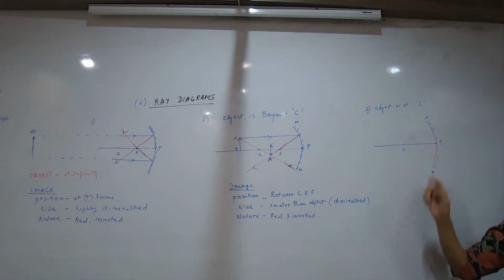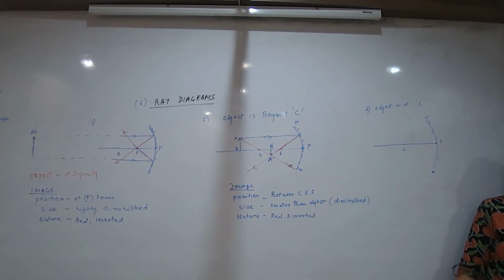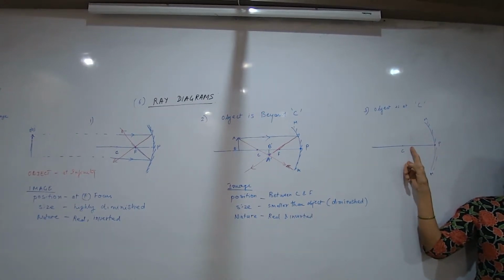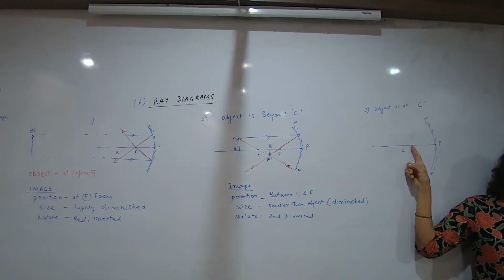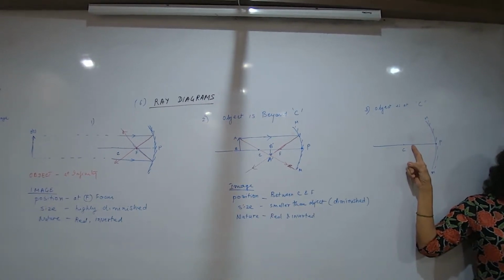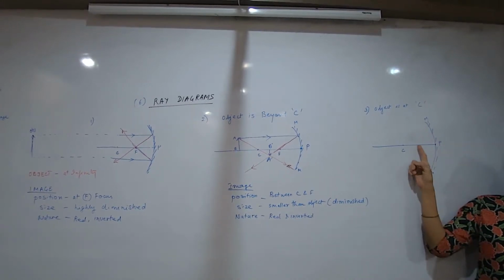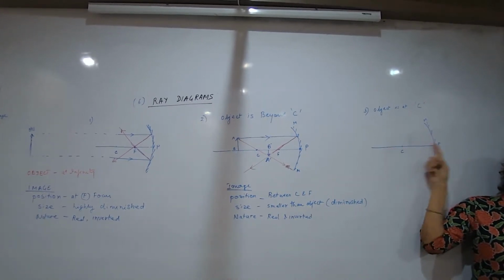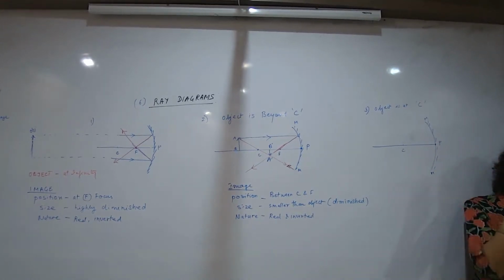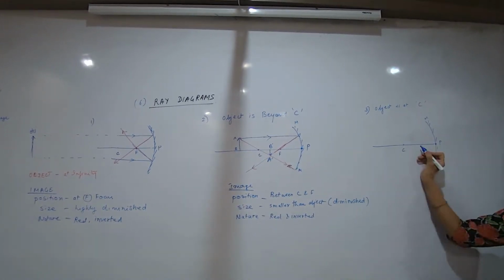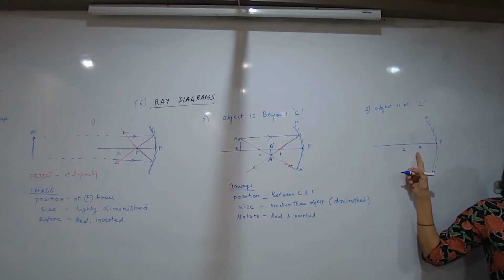Where do I draw F? Anywhere between C and P. Put a line. What is the measurement? Where is F going to come? Whatever this distance is, if it is 6, it's going to be exactly half. If it is 5, it's going to be exactly half. So what do you say? Radius, half of it will be your focus.